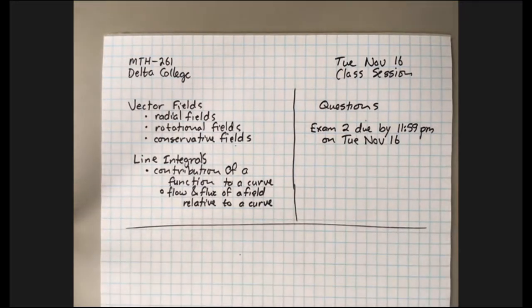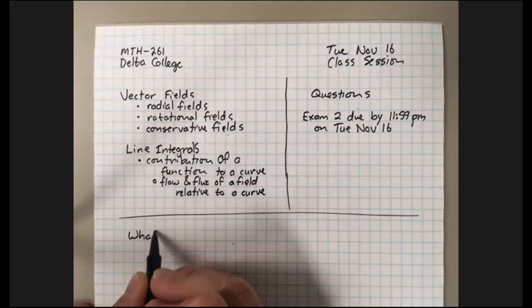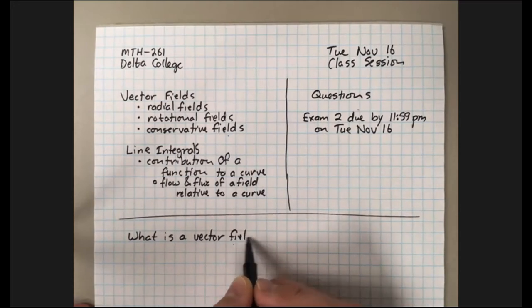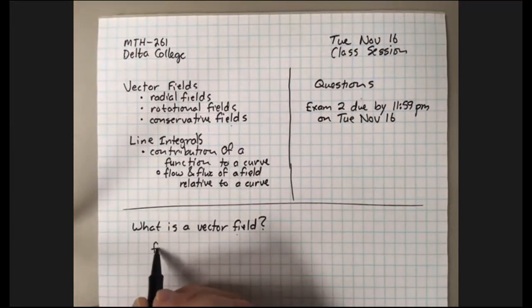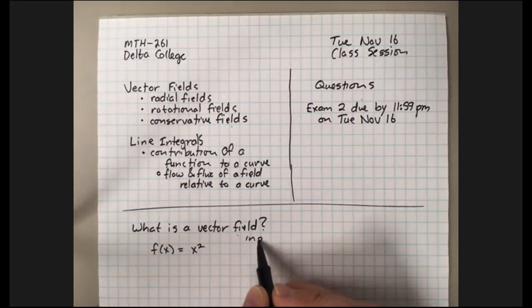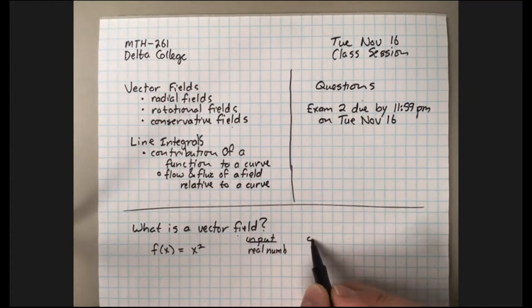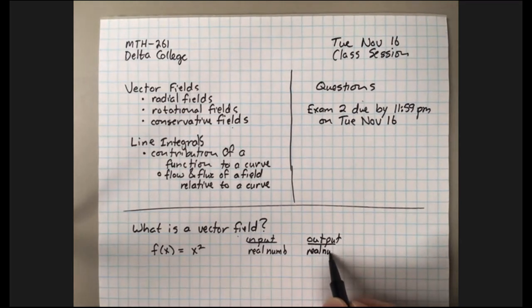Okay, let's move on to vector fields. And I'll share some Mathematica notebooks with you as we go. What is a vector field? Well, a vector field is the last generalization of functions that we haven't considered yet. Remember, I broke down functions for you here. Input is a real number. Output is a real number. That's your first exposure to functions.